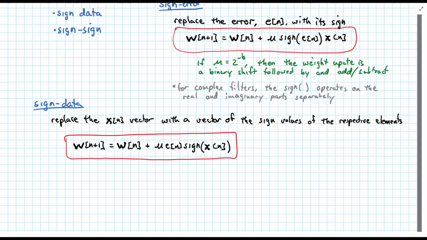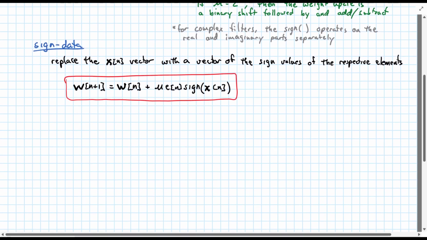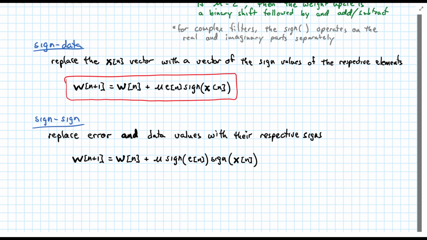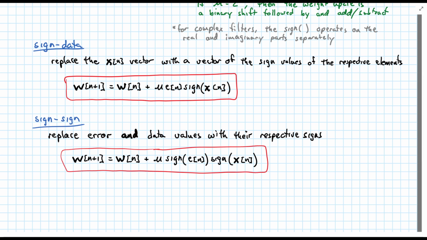the sign algorithm. The sign algorithm is like the sign error and the sign data combined, in that instead of doing the sign of one and the actual value of the other, we do the sign of each of them. So these are the three basic SignLMS algorithms. A few comments about these.